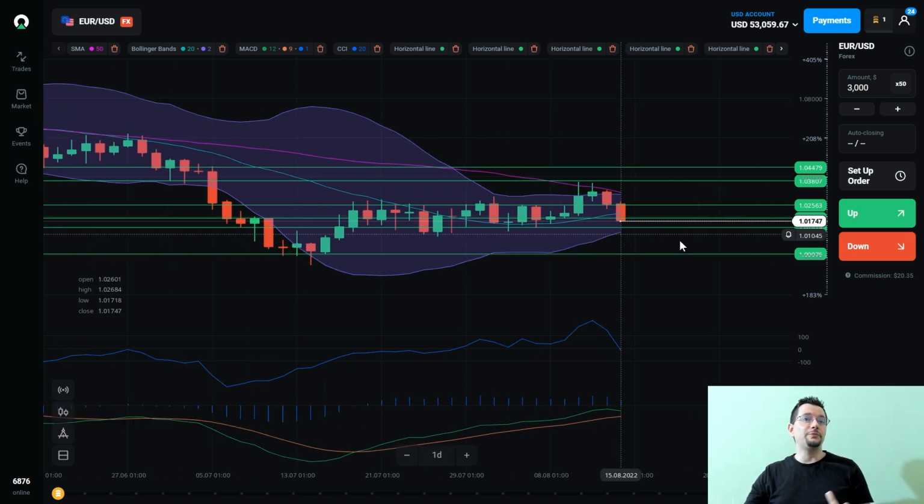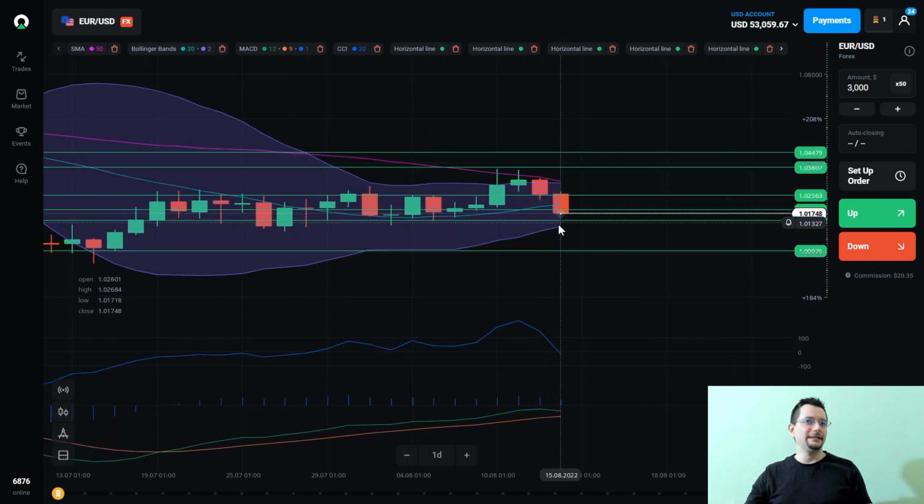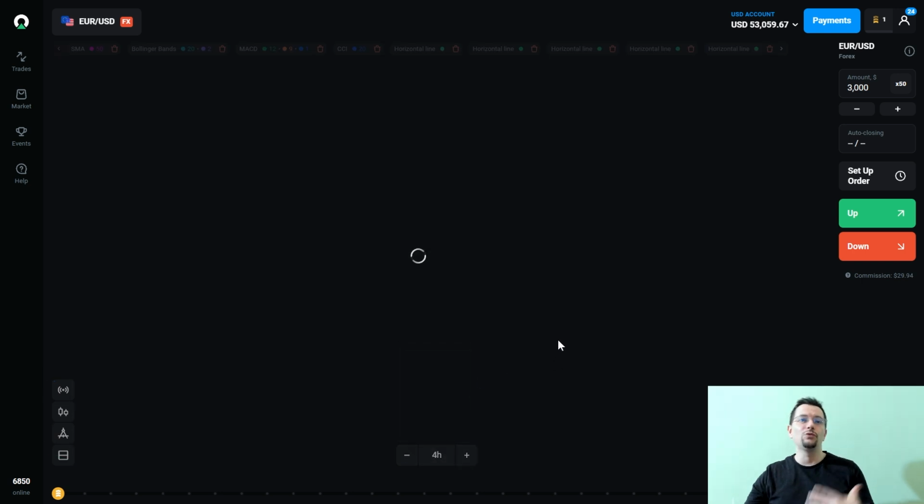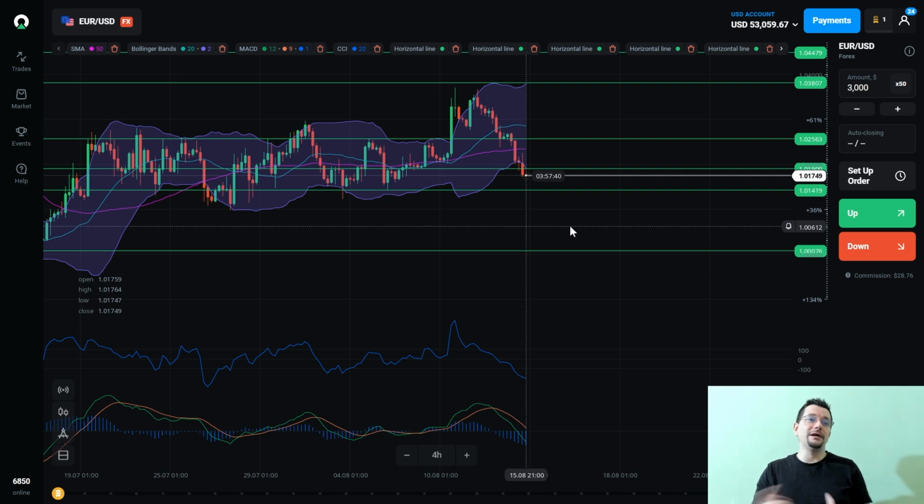Let's look at an entry point that we can have now. Where would we enter? After a big fall like this, I don't expect that it could continue much lower. So perhaps if price reaches this level of 102.60, 102.50 to 102.60 would be an excellent entry point. We can even drop down to a lower time frame to understand what the price structure would look like.